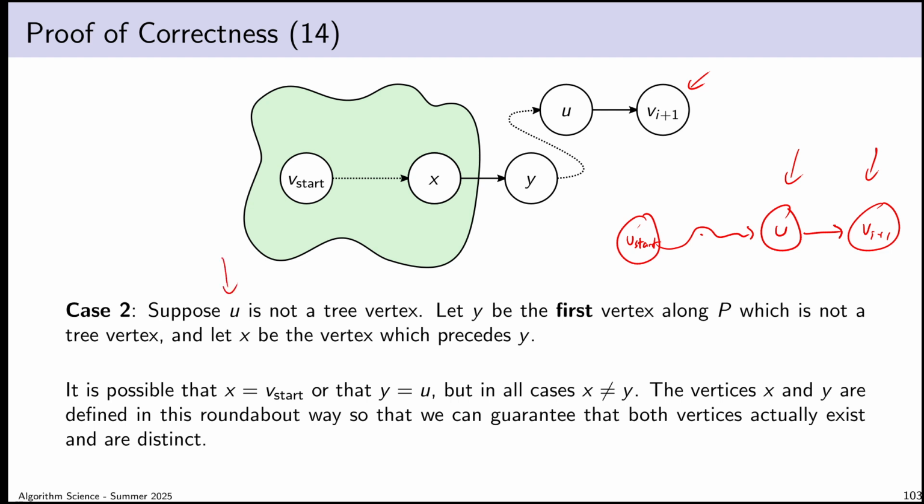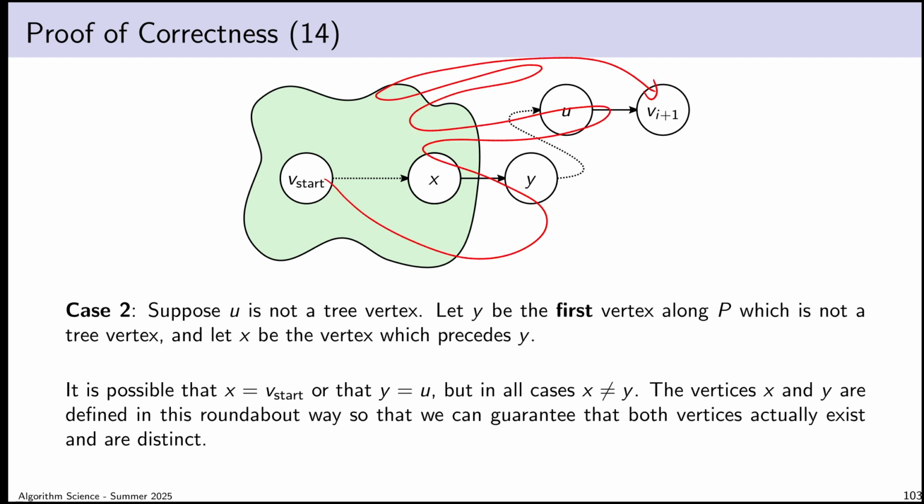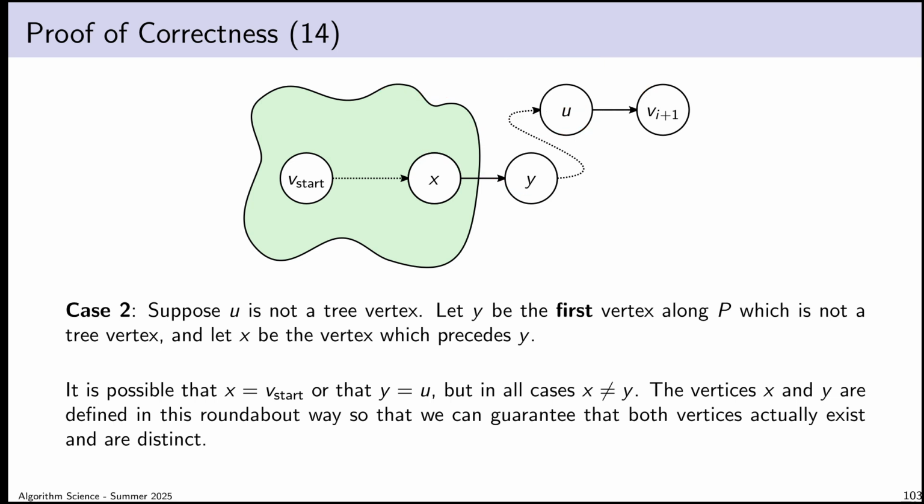Case 2 is saying u is not in the tree either. We know that v start is in the tree, because by this iteration, v start has to be in the tree. And so therefore, there has to be a first location where the path exits the tree. Now, there's a bit of nuance here, which is that we have no guarantee that the path isn't actually going in and out of the tree over and over again before it gets to vertex vi plus 1. That could be happening. So to be clear, there is no requirement that the path start in the tree, leave the tree, and then stay outside of the tree. My diagram sort of implies that, but that's not required.